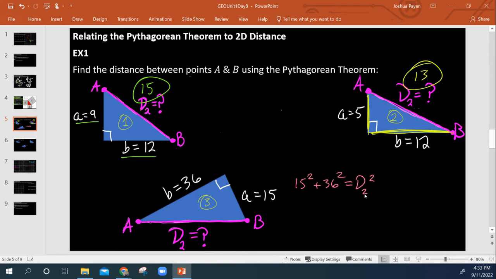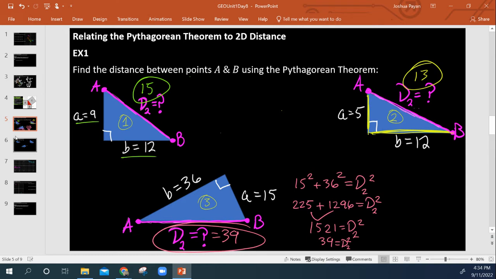Okay, so 15 squared is 225 plus 36 squared, which is 1,296. Okay, so that plus 225, that gives me 1,521, whose square root is simply 39. So this missing distance here would be 39.